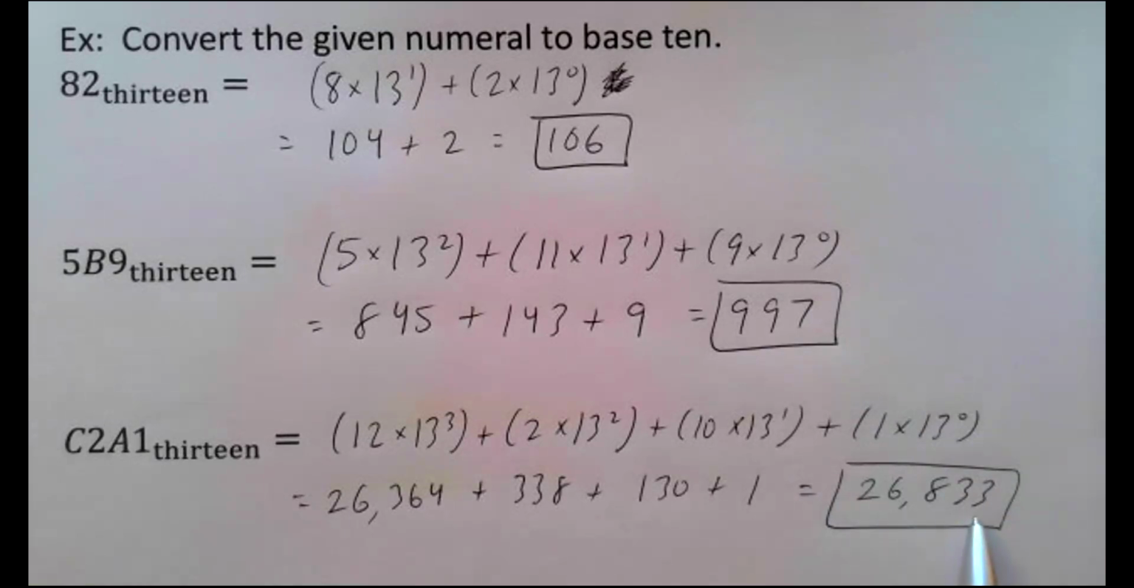What we call 26,833 in base 13 land would be referred to as C2A1.